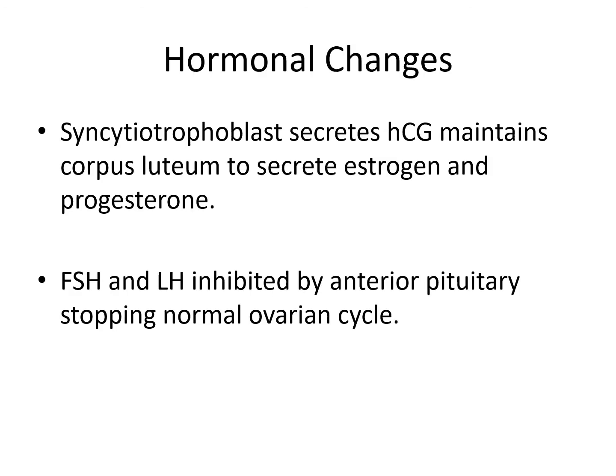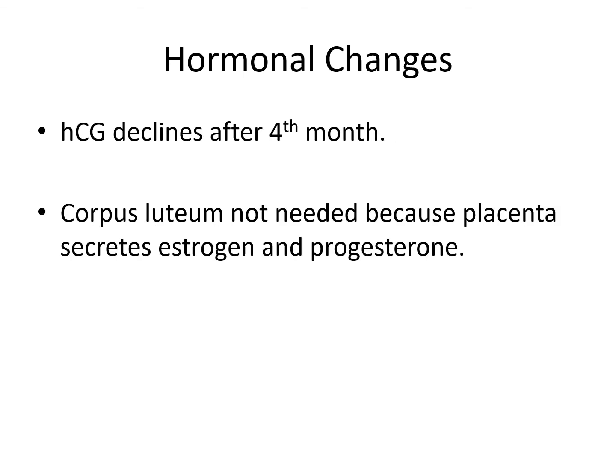Now let's take a look at the hormonal changes that occur during this time. The syncytial trophoblast secretes human chorionic gonadotropin to maintain the corpus luteum and to secrete estrogen and progesterone. FSH and LH are inhibited by the anterior pituitary, stopping the normal ovarian cycle. Human chorionic gonadotropin declines after about the 4th month, as the corpus luteum is not needed anymore because the placenta starts secreting its own estrogen and progesterone.